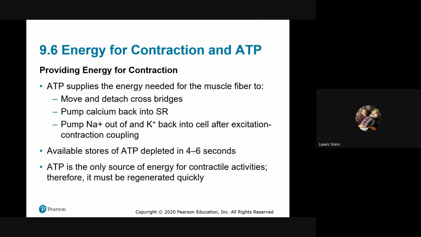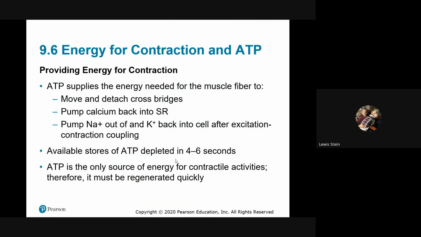ATP. I'll buy that. We have a certain amount of stored ATP available to move that muscle. What's it going to do? As long as we have it, we can detach cross bridges. We can pump that calcium back. We have those wonderful sodium-potassium pumps quickly resetting things. It lasts for 4 to 6 seconds. Don't be surprised or anxious about that.